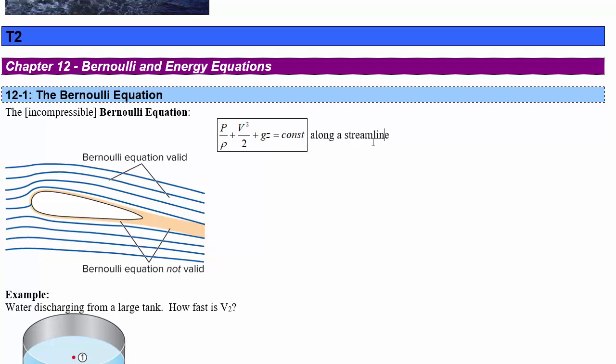You can see right away what some of the assumptions are. Incompressible flow, meaning density is a constant along the flow and along a streamline, not across streamlines, but along any given streamline. What's a streamline?